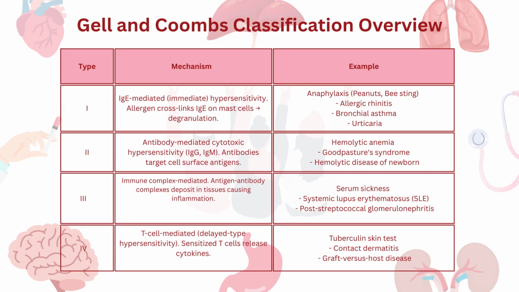The type 2 hypersensitivity reactions include hemolytic anemia, Goodpasture syndrome, and hemolytic disease of the newborn. Whereas the examples of type 3 hypersensitivity reactions involve serum sickness, systemic lupus erythematosus, and post-streptococcal glomerulonephritis. And the type 4 hypersensitivity reaction examples include the tuberculin skin test, contact dermatitis, and graft versus host disease.